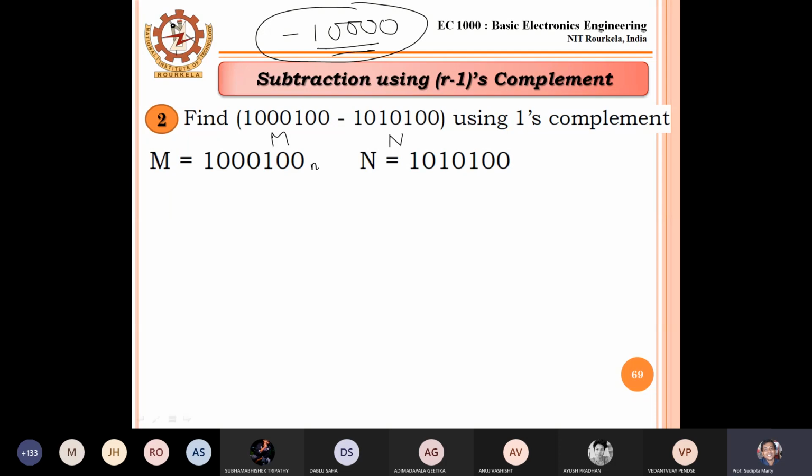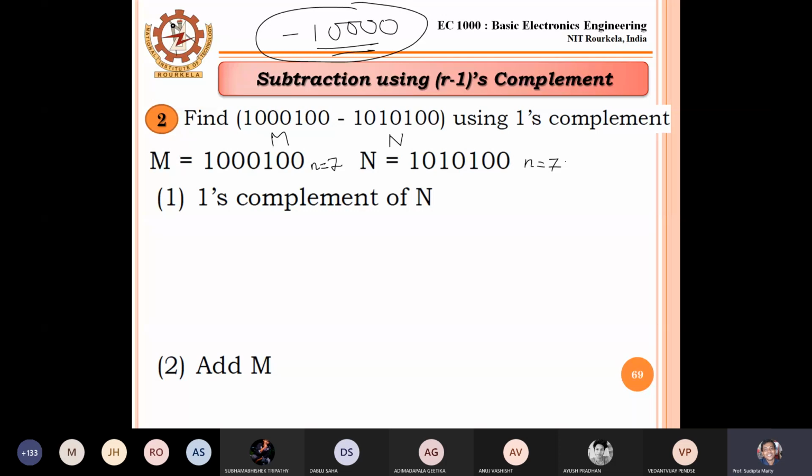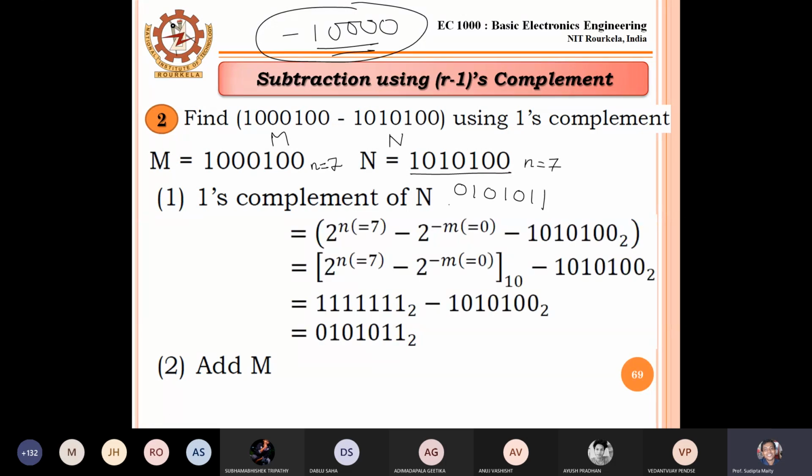What is the value of small n? 1, 2, 3, 4, 5, 6, 7. 7, very good. And here small n, 1, 2, 3, 4, 5, 6, 7. All 7. Very good. So 2 steps. In step 1, the one's complement of this one will be 0, 1, 0, 1, 0, 1, 1. And using the same mathematics, you can obtain the same result.